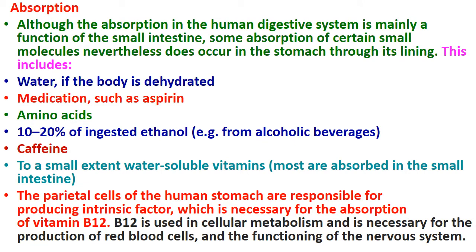Next function of stomach is absorption. Although absorption in the human digestive system is mainly a function of the small intestine, some absorption of certain small molecules nevertheless does occur in the stomach through its lining. This includes water, if the body is dehydrated, medication such as aspirin, amino acids, 10 to 20% of ingested ethanol, for example from alcoholic beverages, caffeine, and to a small extent water soluble vitamins, though most are absorbed in the small intestine.